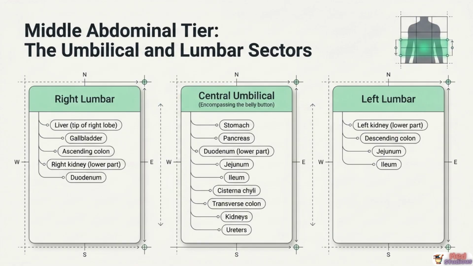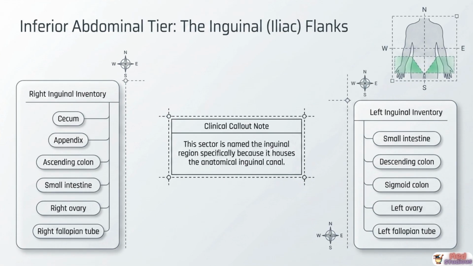The left lumbar region contains the lower part of the left kidney, the descending colon, the jejunum, and the ileum. The inferior tier of the 9-region grid, below the transtubercular plane, contains the most clinically recognizable regions because they house the structures responsible for the most common surgical emergency in the world, appendicitis.